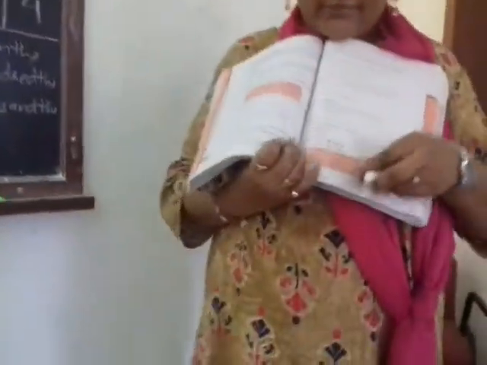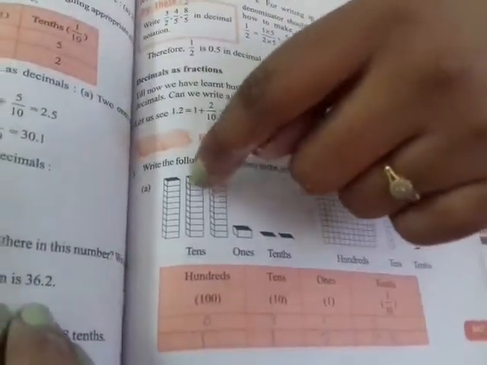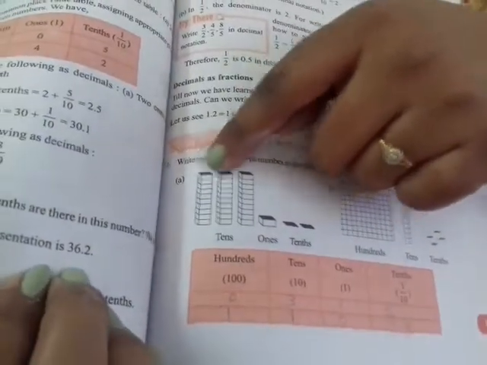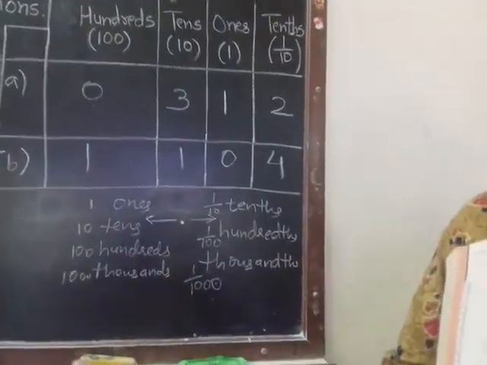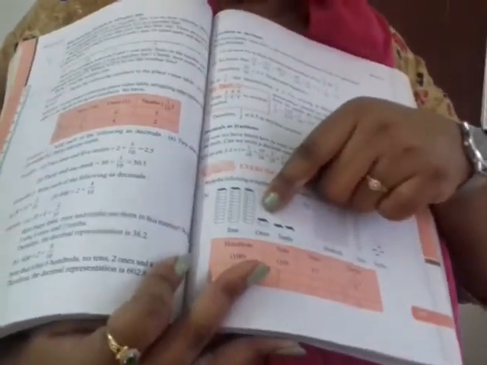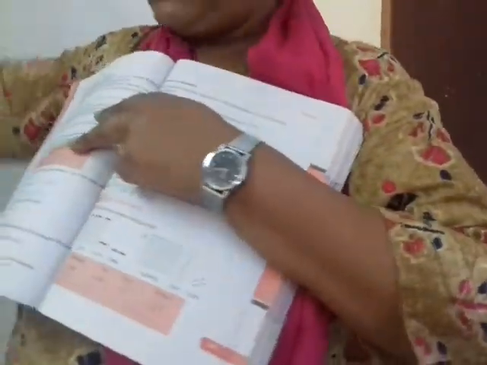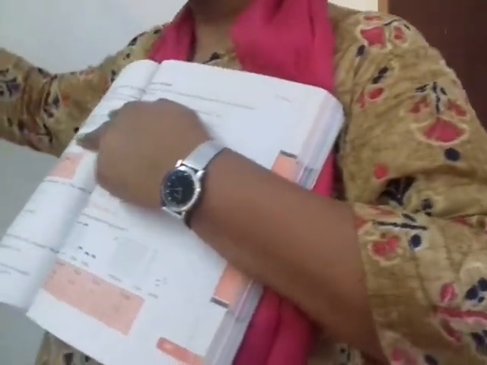Okay, so now check it out. From the very beginning we will move from left to right. The first is tens. How many pillars are given in tens? 1, 2, 3. So you will write 3 in the tens column. How many are there in ones? It is only one pillar, so that we will write in ones. Now you can check it out in tenths. How many have they symbolized for tenths? 2. So you will write 2 in the tenths column.